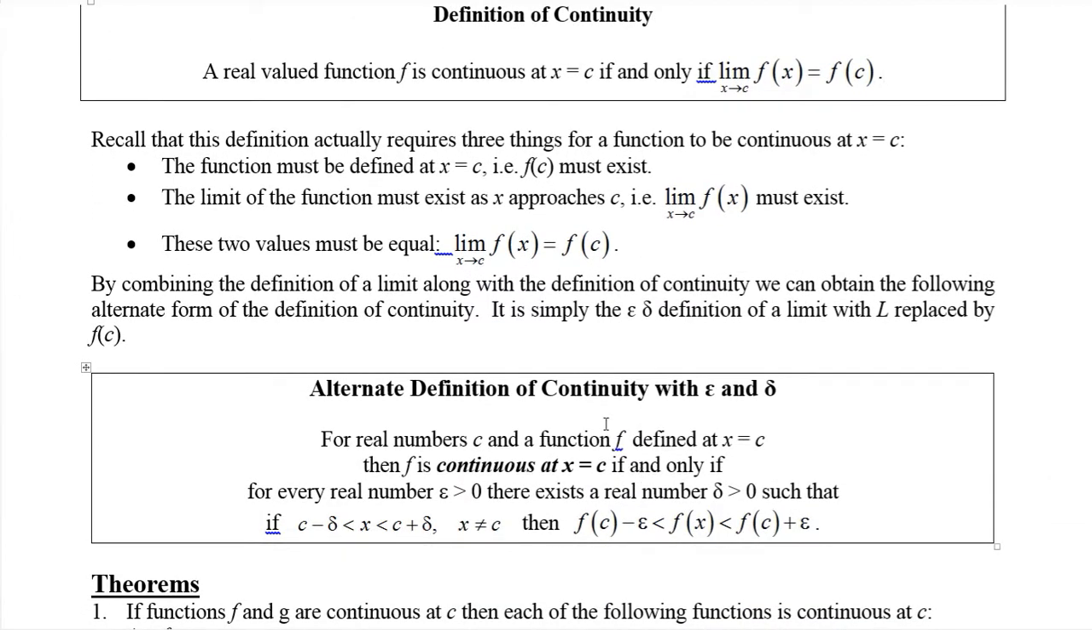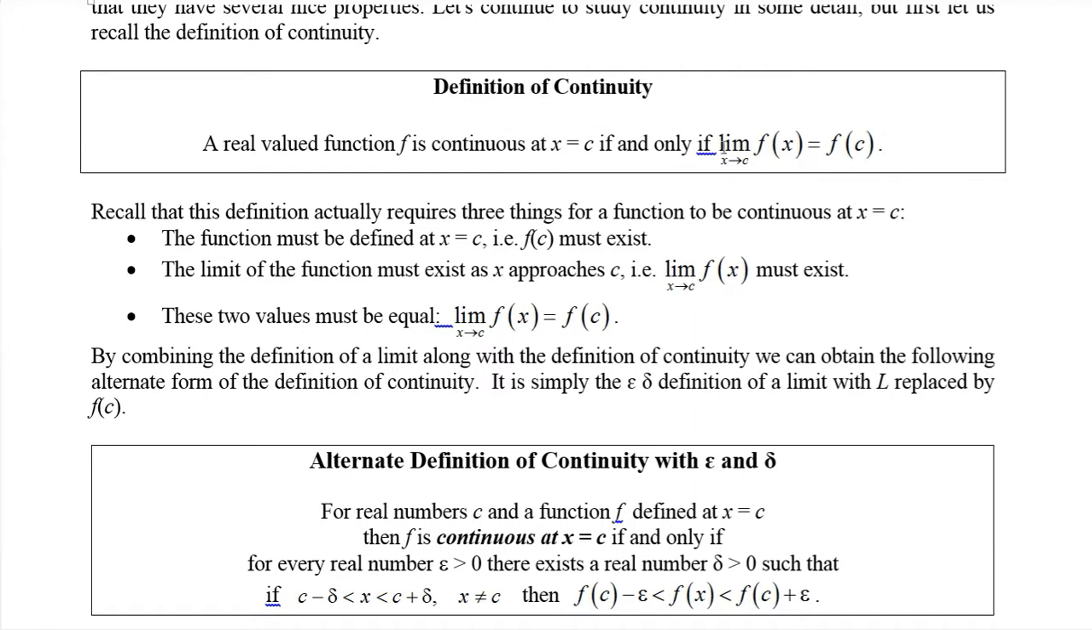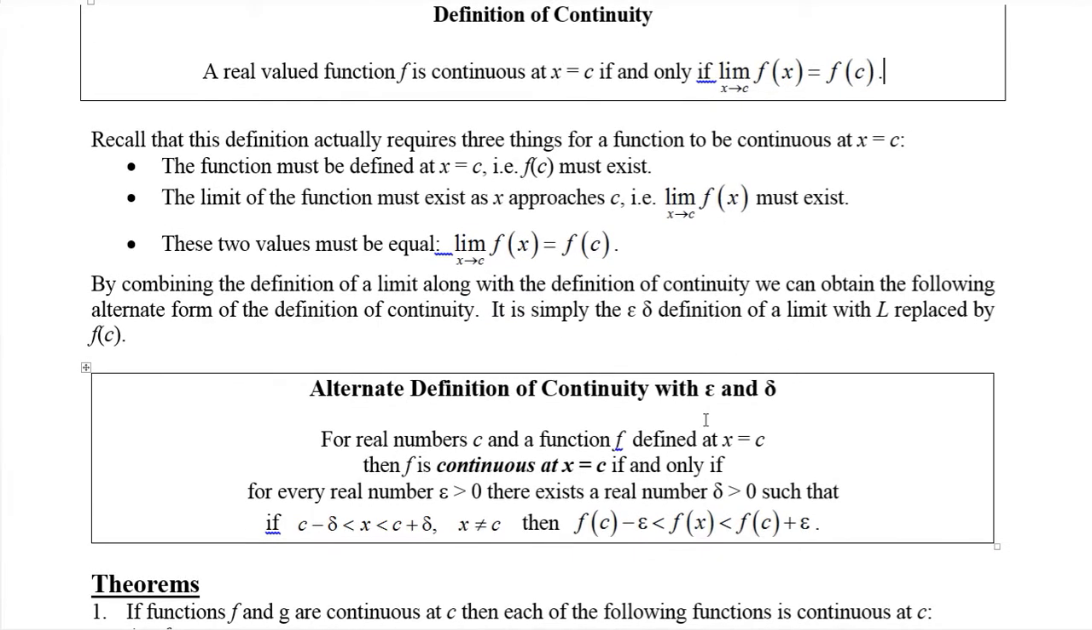So this definition of continuity involves a limit. If we apply our delta-epsilon definition of a limit and replace the limit value L with the value f of c, then we have another way to write out the definition of continuity.